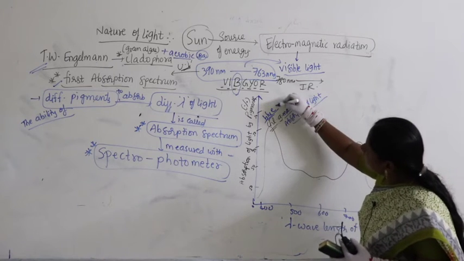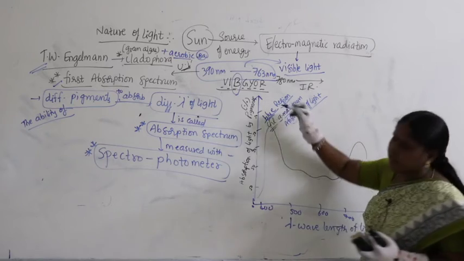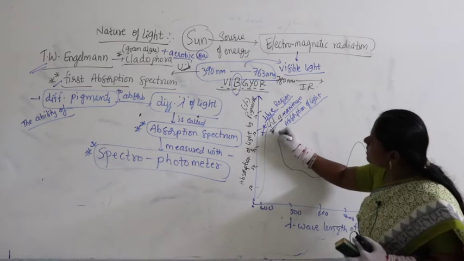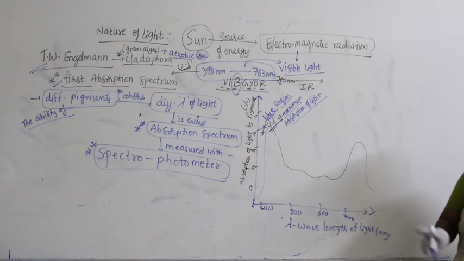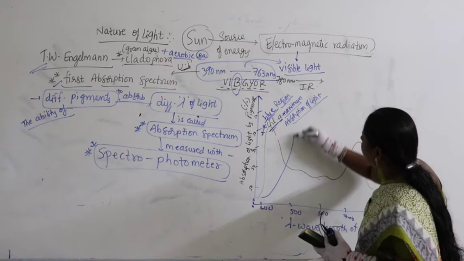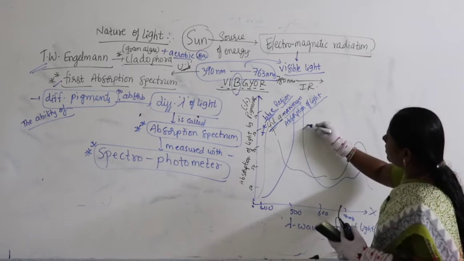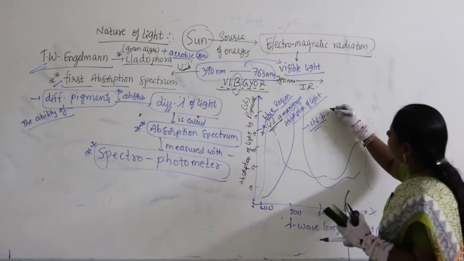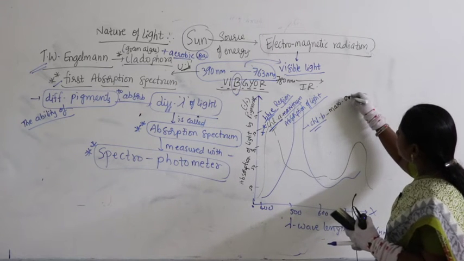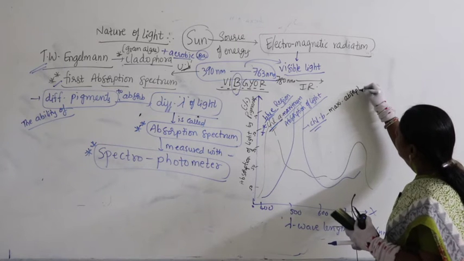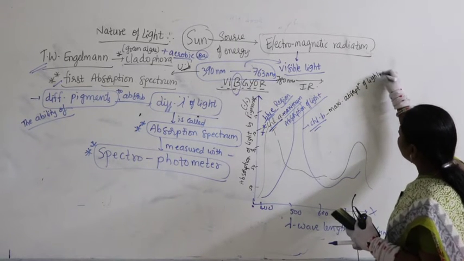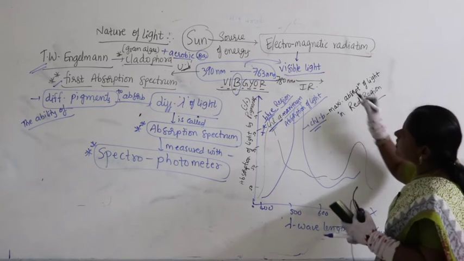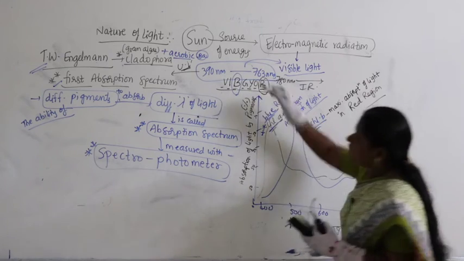That is in which region? Blue region. Chlorophyll A shows maximum absorption of light in the blue region. Then followed by, this is chlorophyll B. Chlorophyll B shows a maximum absorption of light in the red region. This is the red region.